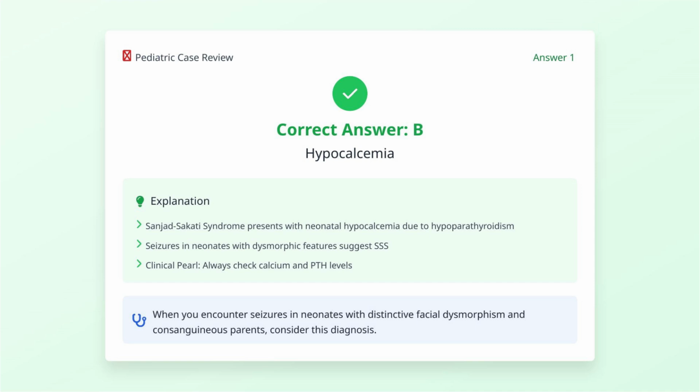The correct answer is B, hypocalcemia. Sanjad-Sakati syndrome characteristically presents with neonatal hypocalcemia caused by congenital hypoparathyroidism. When you encounter seizures in neonates with distinctive facial dysmorphism and consanguineous parents, consider this diagnosis. Always measure serum calcium and parathyroid hormone levels in such presentations.